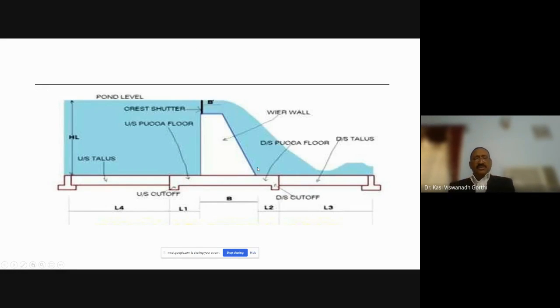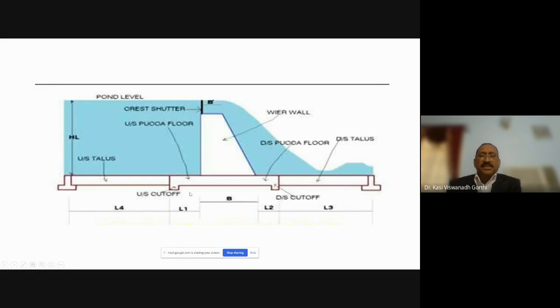In its section, if you see the vertical drop weir once again, when the weir wall is constructed, over the top of this weir wall there may be crest shutters or crest gates which may be provided, or sometimes there may be a weir wall with no crest gate also. So both cases are possible. So you have a weir wall resting, and this weir wall may have a crest gate or may not have a crest gate. If a crest shutter or a crest gate is provided, corresponding to the height of this crest gate, the water level rises. So this is the pond level here.